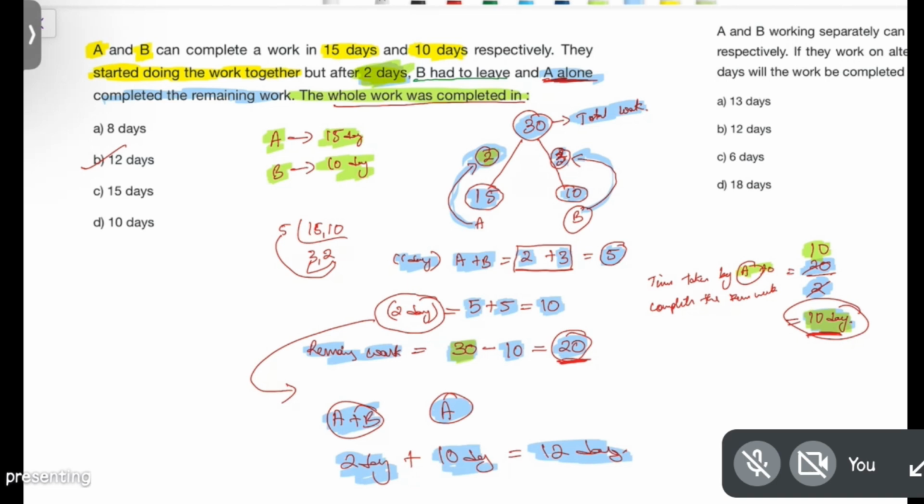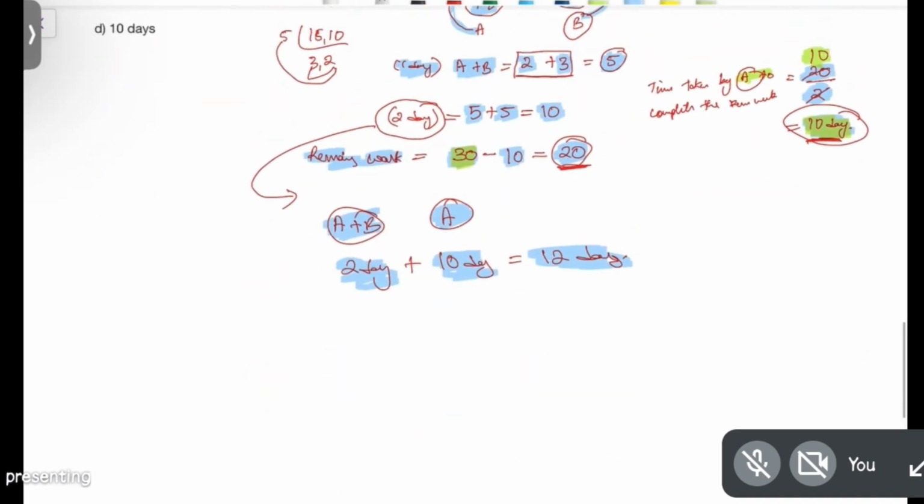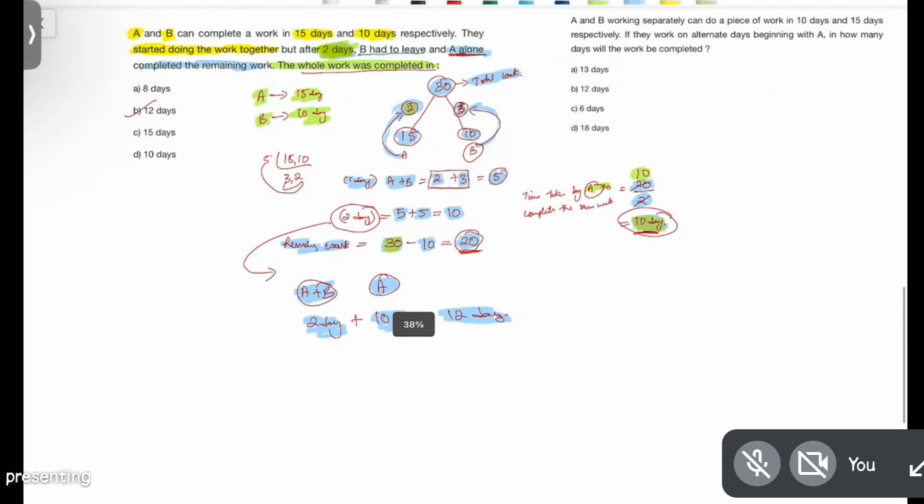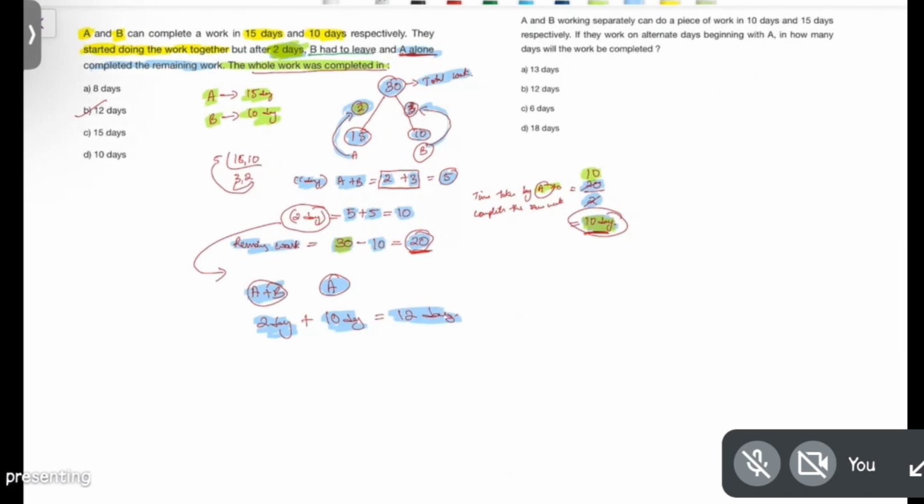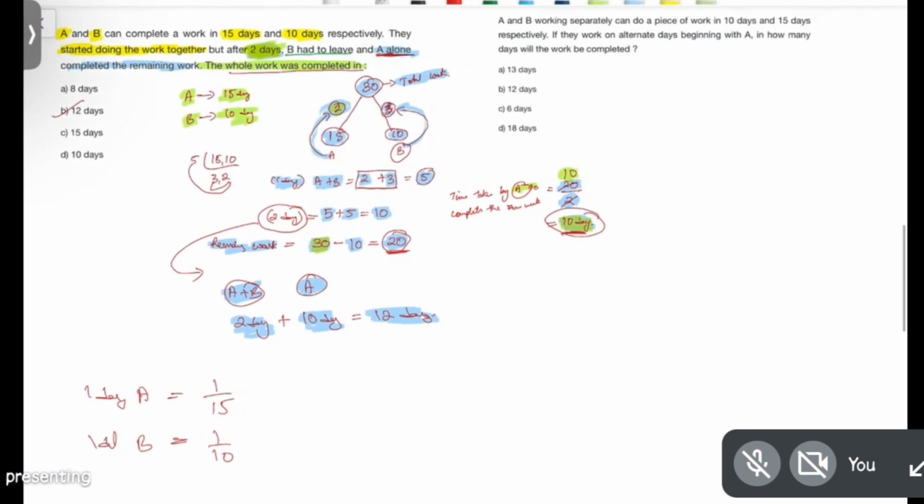I'll give you my basic approach as well. Since you may be more comfortable with the basic approach, and you need to know why it works like that, I'll just directly write the values. 1 day work of A is nothing but 1 by 15, and 1 day work of B is nothing but 1 by 10. So I'm just bringing this directly here.